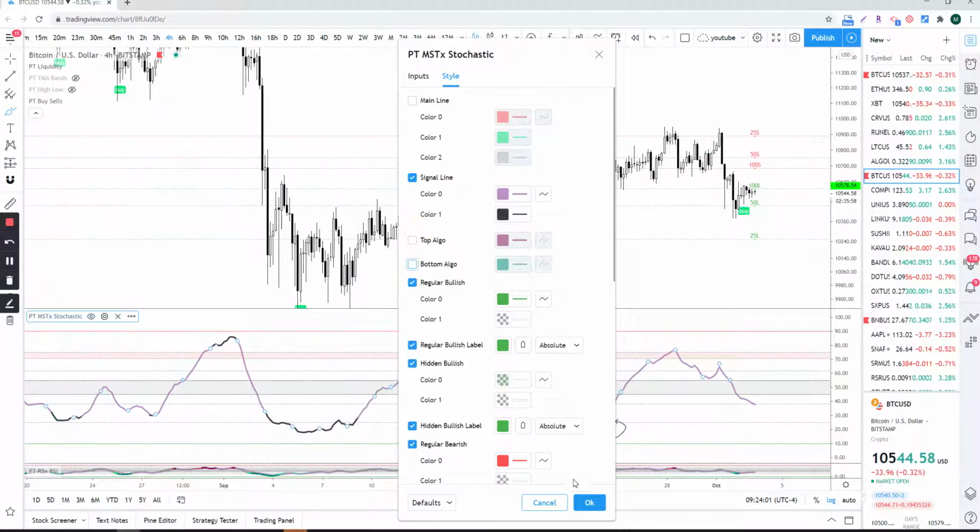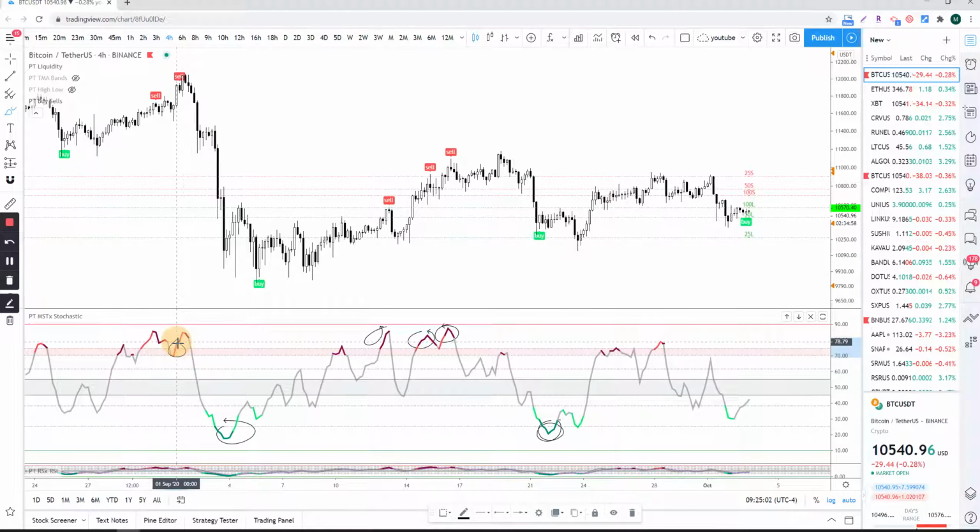So exhaustion fires a black color on the signal line. Now, if you throw on the main line, exhaustion fires dark red and dark green. So now you have light green, which is a warning sign. Dark green is the actual exhaustion. Light red is a warning sign: hey, get ready to short. Dark red is, okay, there's a possibility that this is the top.